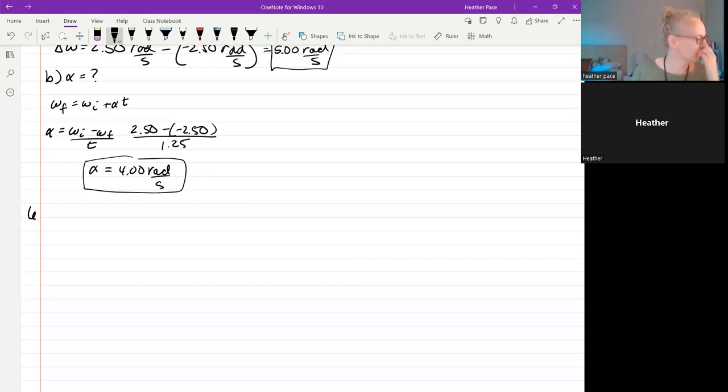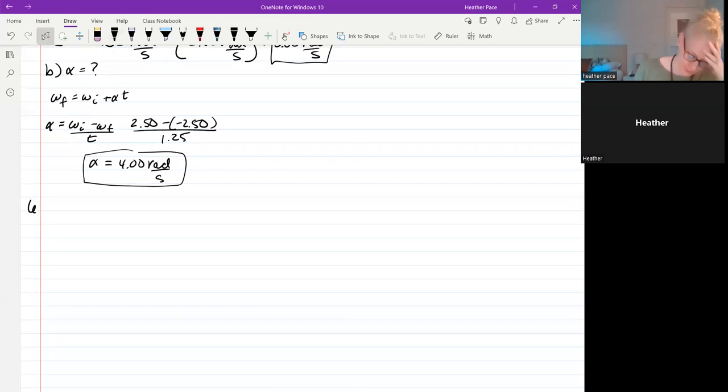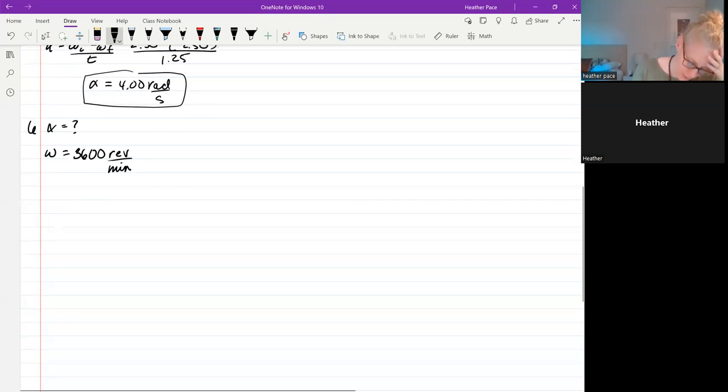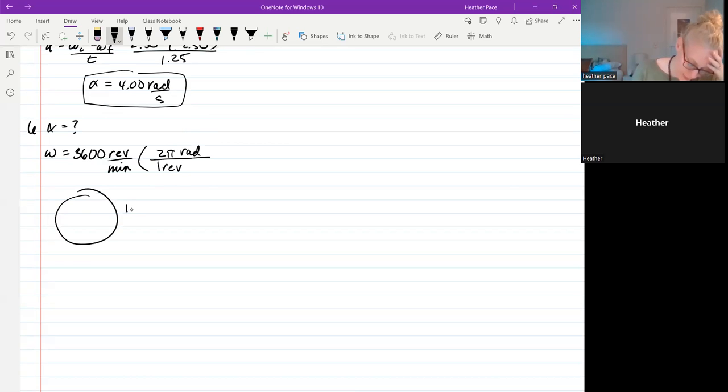Okay, so what are we looking for? Angular acceleration. What do we know? We know omega, 3,600 revolutions per minute. We're just going to go ahead right away and convert that. We know that one revolution is going to be 2 pi radians. Why? Because it's a circle. One circle is 2 pi radians, and one revolution is one trip around that circle.